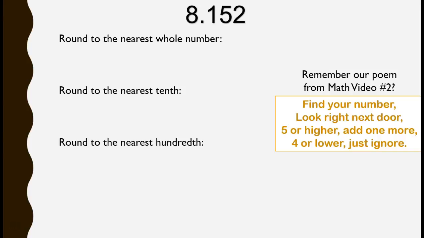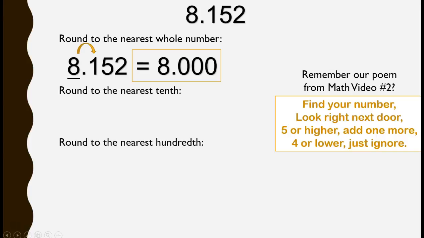All right, our number is 8 and 152 thousandths. Round to the nearest whole number. Okay? Find your number, look right next door, 5 or higher, add one more, 4 or lower, just ignore. Okay, we're just going to ignore that 8 and keep it the same. Turn the rest to zeros and get 8. Like I've said before, we can just ignore all those extra zeros because they're not holding a place.